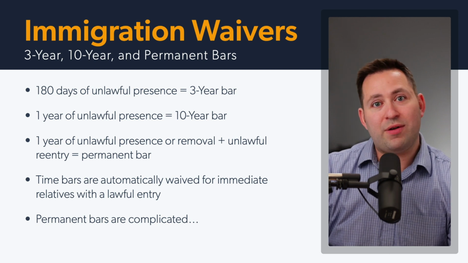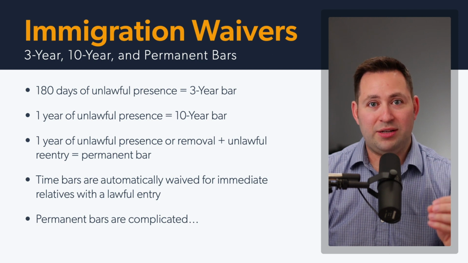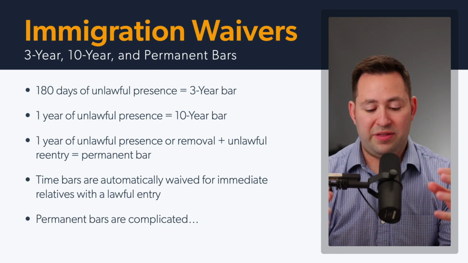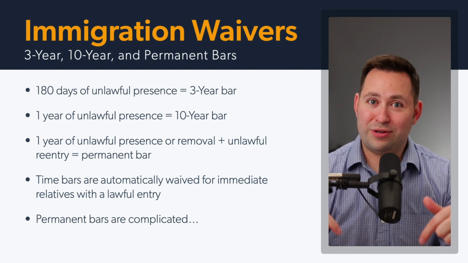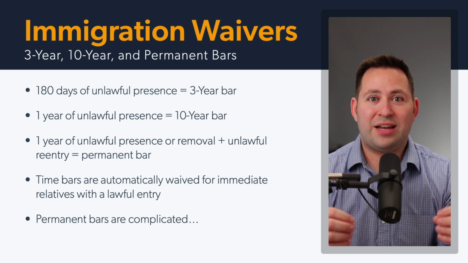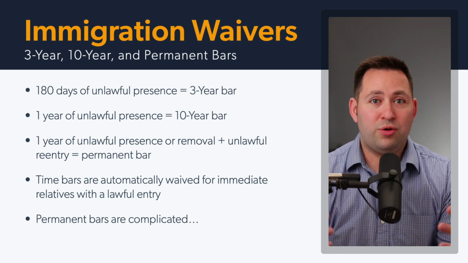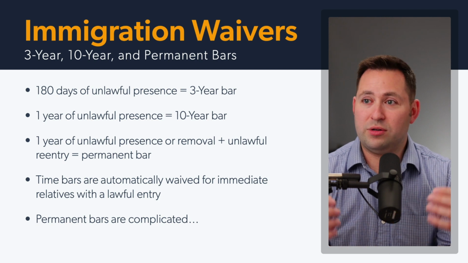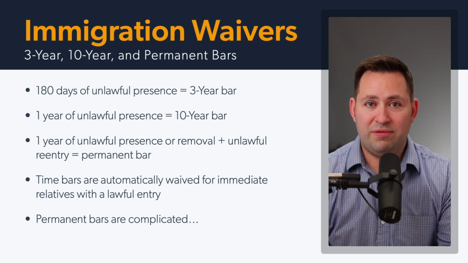Time bars, the 3-year and 10-year bar, are automatically waived for immediate relatives of U.S. citizens. So the people that this presentation, this video series, and the webpage that's linked to in the description of this video are about, the people who are adjusting status on the basis of their relationship to a U.S. citizen, you don't need to worry about the 3-year bar or the 10-year bar. So long as you have that lawful entry and you're an immediate relative, that's automatically waived.